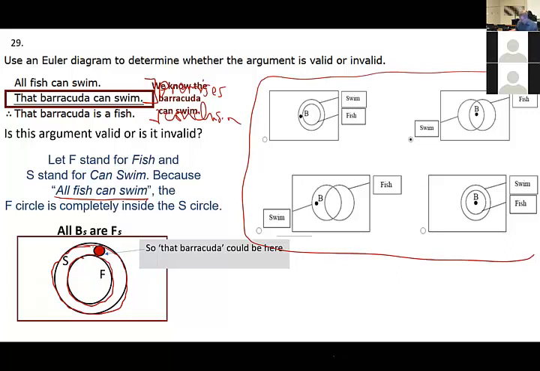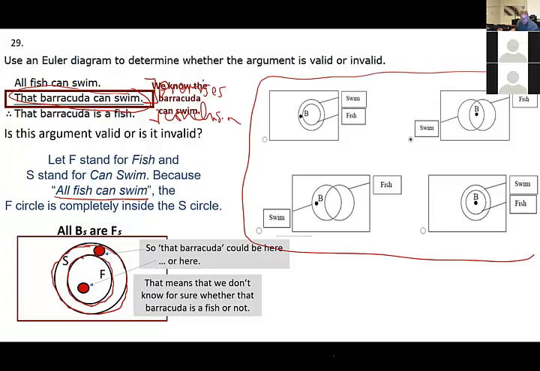It might be. It might not. If the barracuda is a fish, the dot's going to be inside the fish circle. But if the barracuda is not a fish, then that dot's going to be in the swim circle because it says the barracuda can swim. But it doesn't say that it's a fish. So you can't be sure that that barracuda is inside that fish circle. It might be, might not be.